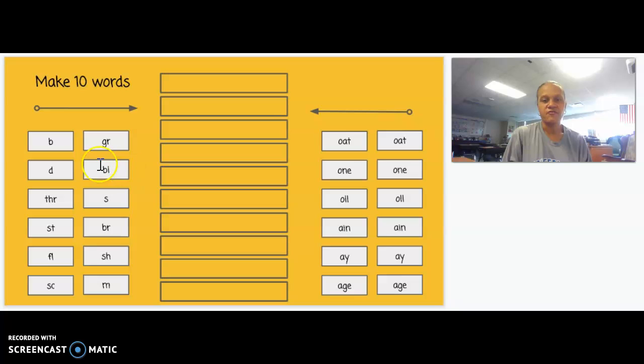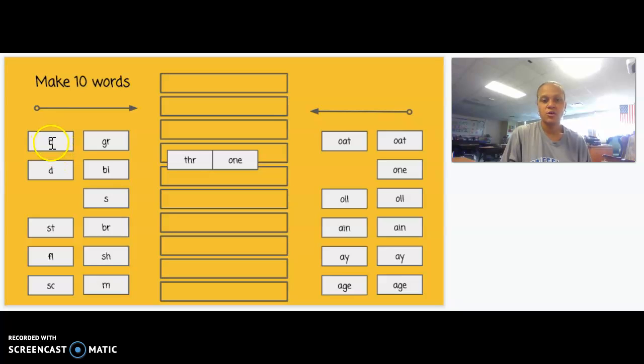For example, if I take the beginning THR from the left side of my screen, which says thr, and then I take the ONE ending over here that says own, because remember they're all long vowel patterns, and I put them together, I now have the word throne. Then I could continue, you're going to continue with several others.